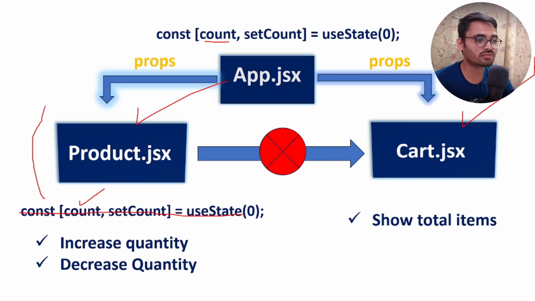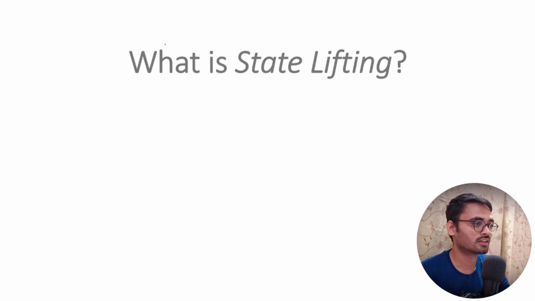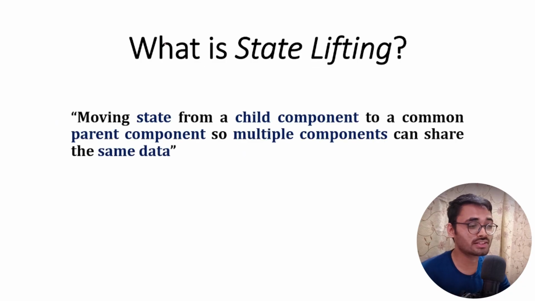That means we take it from the child component and set it inside a common parent component. Notice that it should be a common parent component so that it can share to its child components. And how do we share? We share the information using props. So what is state lifting? Moving state from a child component to a common parent component.